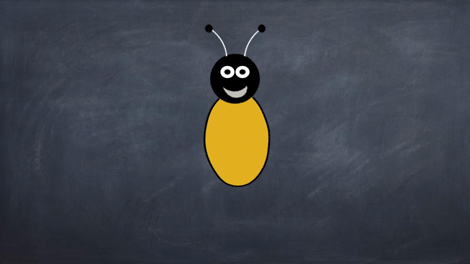Now I'll give my bumblebee some black stripes. I'll draw across his body once and twice. And then again for another stripe, across and across. And then I'm going to fill those in black. 1, 2. There's our bumblebee body.